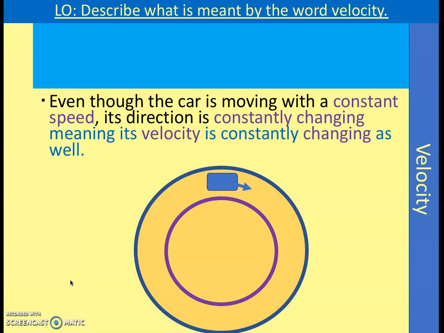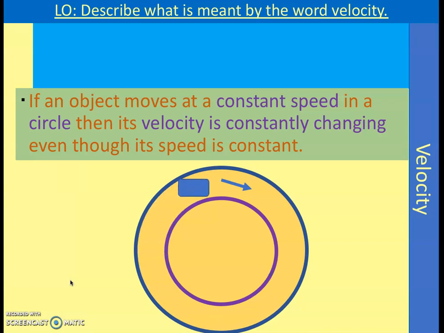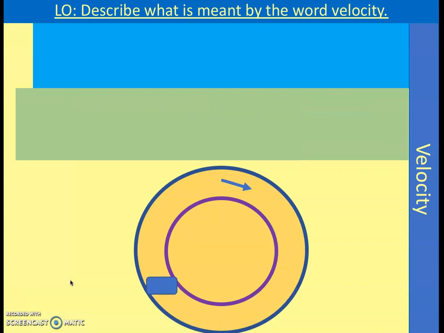Even though the car is moving with a constant speed, his direction is constantly changing. That means his velocity is constantly changing as well. So if an object moves at a constant speed in a circle, then its velocity is constantly changing, even though its speed is constant. Please write that down in your books. It's important to note that even though this car is going around and around at the same speed, his velocity is constantly changing. He is changing his direction every second he is on that roundabout.